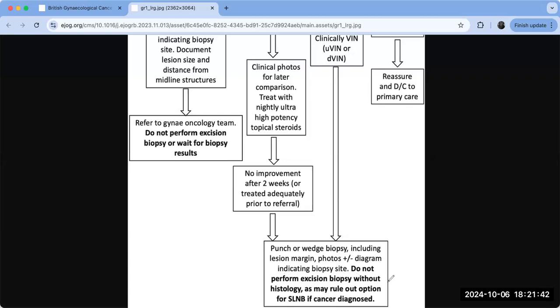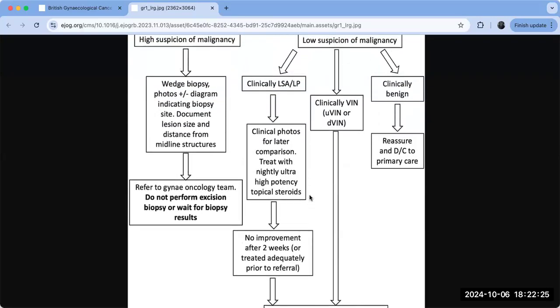Don't perform excision biopsy without histology. So anybody who suggests wide local excision as the initial or first management for a lesion is wrong. So my friends, you have to make sure that you have a histopathology first before you remove any lesion, as this may rule out the option of sentinel lymph node if cancer is diagnosed. So this is if you have even clinically VIN, so you take a punch or wedge biopsy.